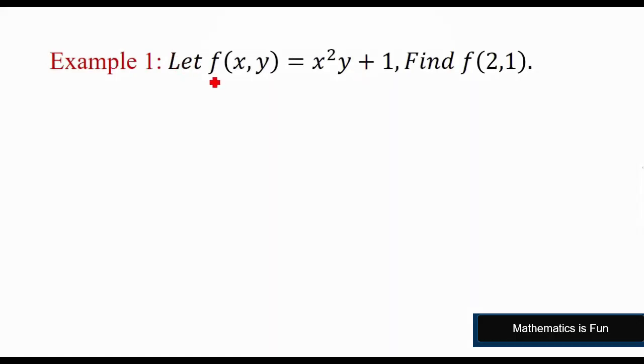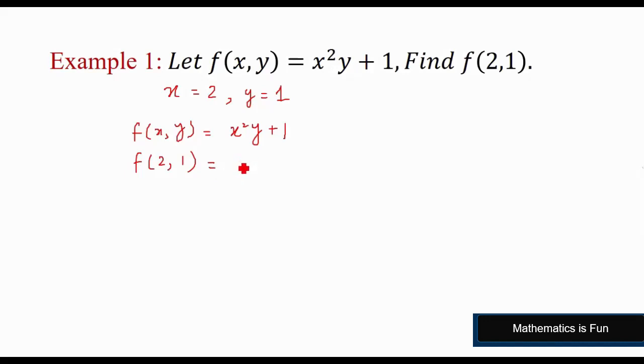In this example, we have the function f of x, y equal to x squared y plus 1, and we have to find its value at (2, 1). Now here x is equal to 2 and y is 1, and we have to find the value of this function at (2, 1). So let's find it.